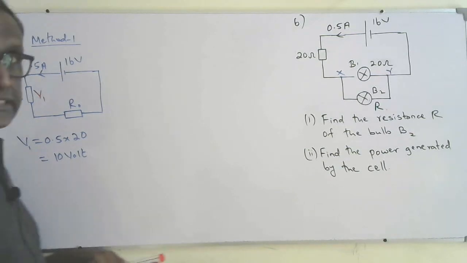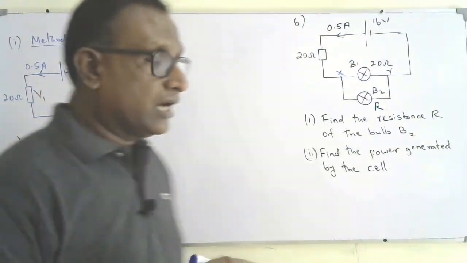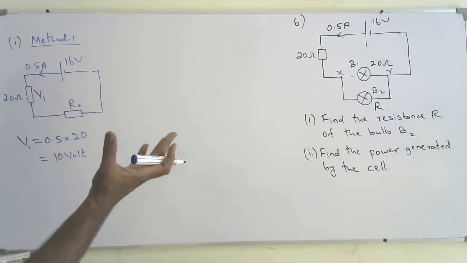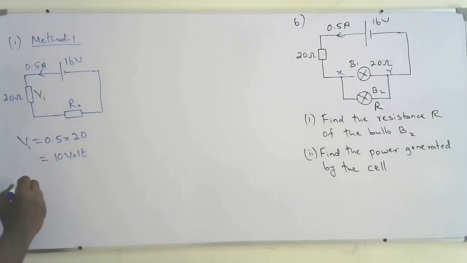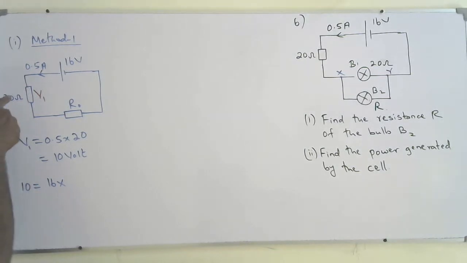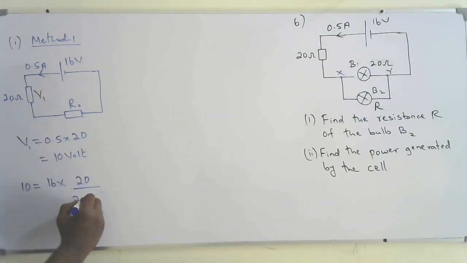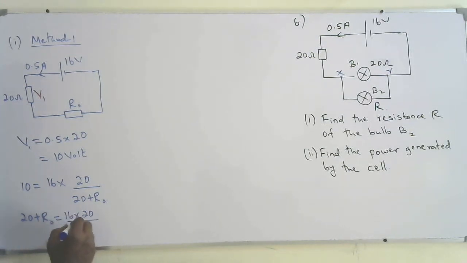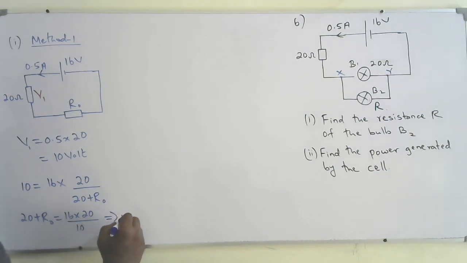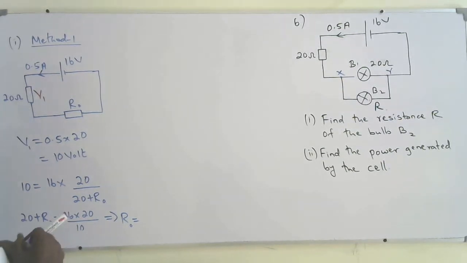So I can use the potential divider method to find the R naught. How can I use it? This is 16 volt, the total voltage applied. These two are in series, there is no junction or branch, so they are in series connection. So the 10 volt across 20 ohm is equal to the total applied voltage into 20 over 20 plus R naught. Find R naught. So first, 20 plus R naught equals 16 into 20 over 10. From this, find R naught. So R naught will be 12 ohms.